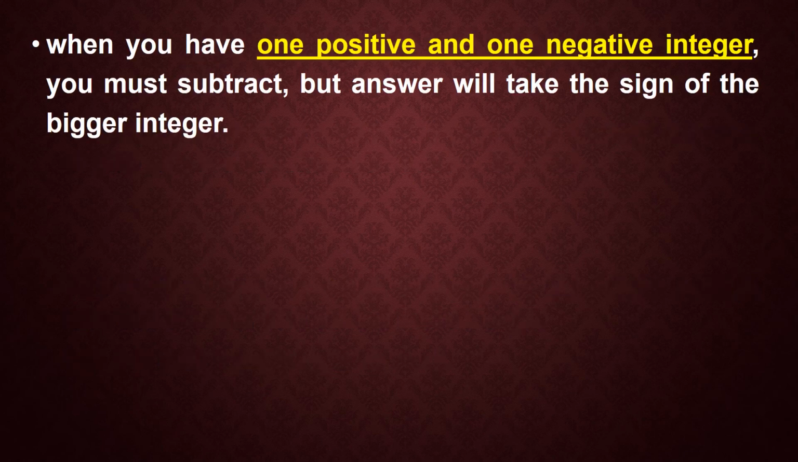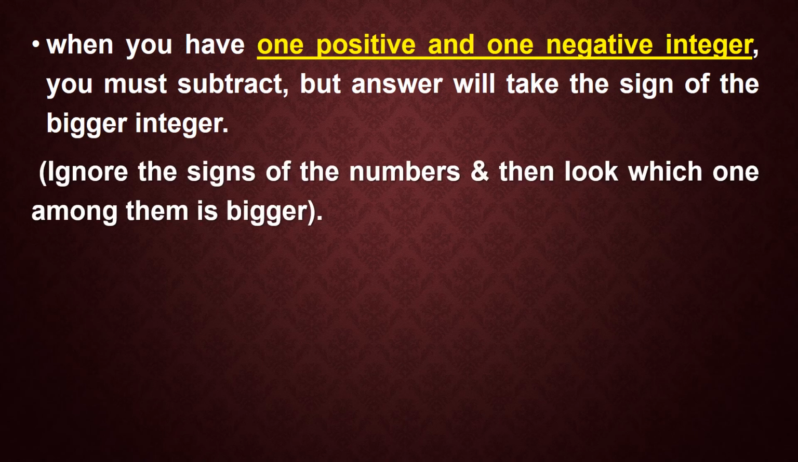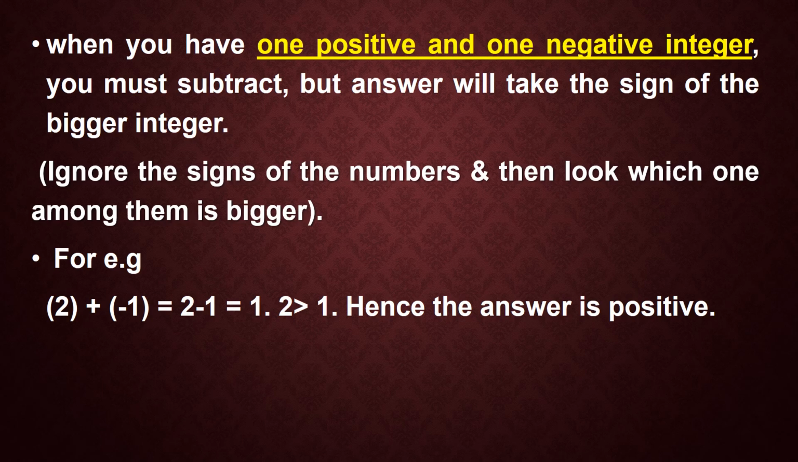When you have one positive and one negative integer, you must subtract, but the answer will take the sign of the bigger integer. Ignore the signs of the numbers and then look which one among them is bigger. For example, 2 plus -1 is equal to 2 minus 1, which is equal to 1. Since 2 is greater than 1, hence the answer is positive.